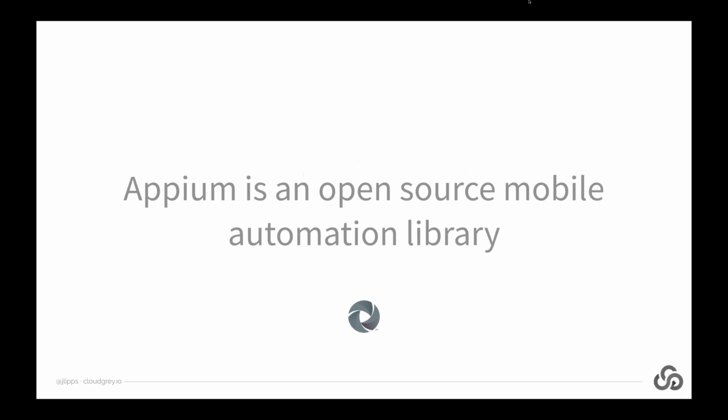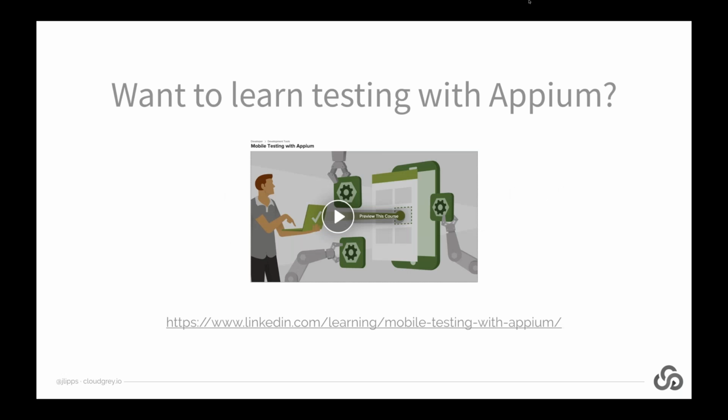If you haven't heard of Appium before, we're not really going to talk about it in this webinar, but just to say that it's an open source mobile automation library that people use for testing native, hybrid, and mobile web applications.